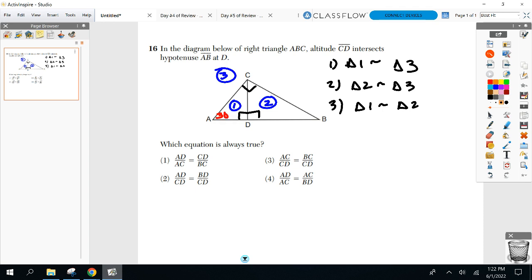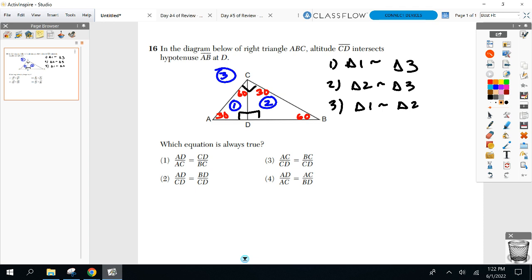That's 30. Well, guys, what do you know about similar triangles? Corresponding angles are congruent, right? So B's got to be 60. Everyone agrees? 30, 60, 90. What's got to be this angle here? This angle is going to be 60. And the one next to it, 30.